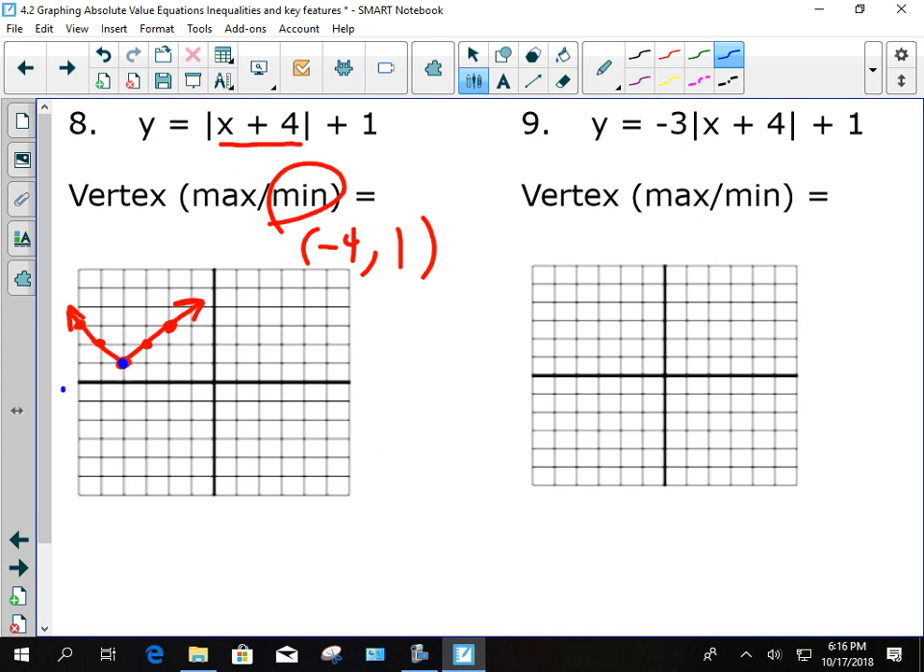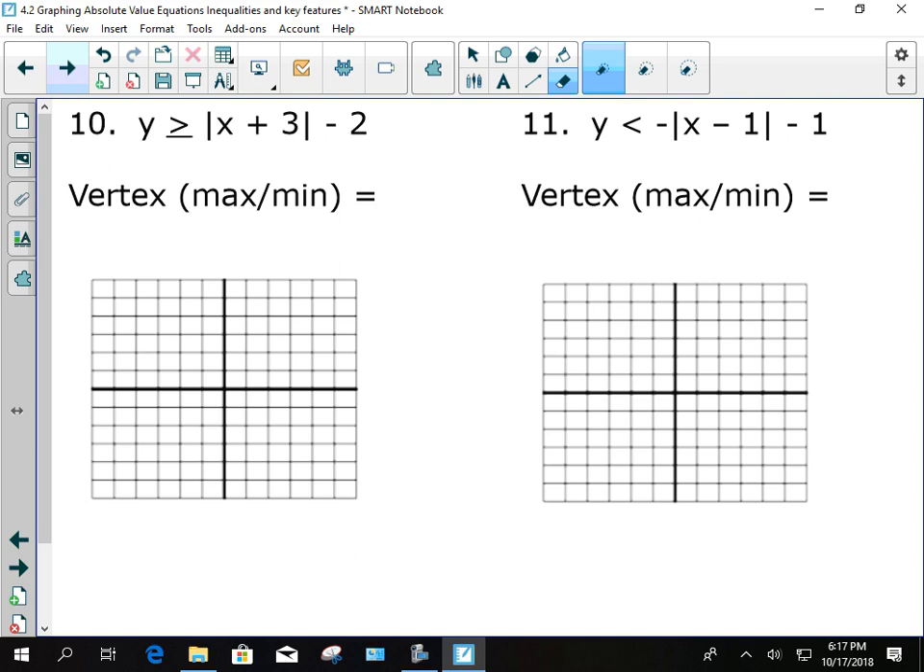Now, you can figure out number 9 by making an XY table. But if you're going to multiply it by 3, what's that going to do to your absolute value? It's going to triple it. So this is going to go up very steep. Use the XY table to figure that one out.